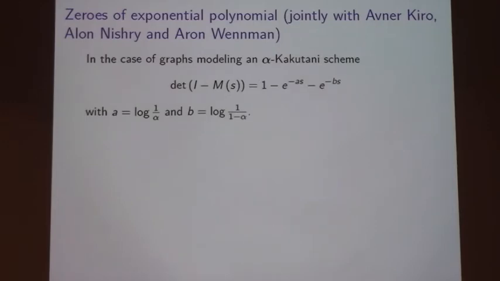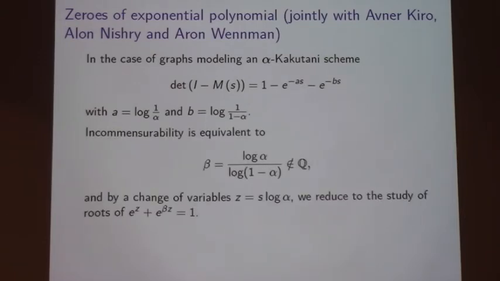Just as an example, let us look at the alpha Kakutani scheme. For the alpha Kakutani scheme, the determinant of identity minus M of s is just 1 minus e to the minus as, minus e to the minus bs. It's this kind of exponential polynomial, with a being log of 1 over alpha, and b being log of 1 over 1 minus alpha. They're 2 by 2 matrices? It's a 1 by 1 matrix, actually, because you only have one prototype, the unit interval, so you only have one vertex in the graph, and the matrix is one.